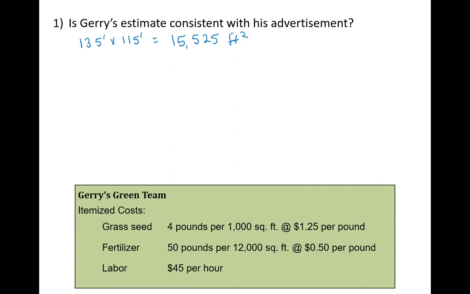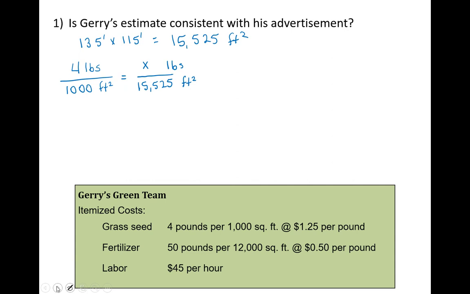Okay, well, let's stop and think. How much seed are we going to need for this many square feet? If it takes 4 pounds for 1,000 square feet, then it takes X pounds for 15,525. This is a proportion. You always set up proportions where you match the labels. We know this is how big our yard is. We know you need 4 pounds for every 1,000.